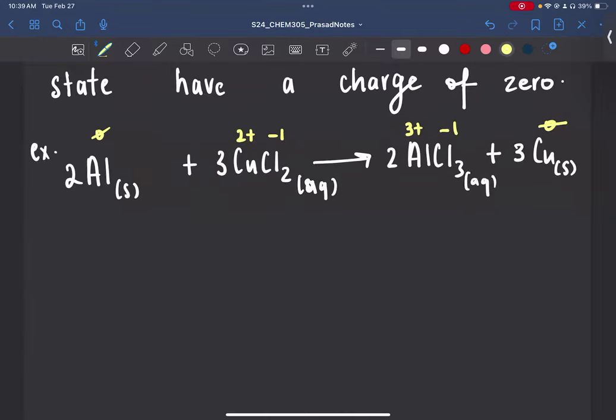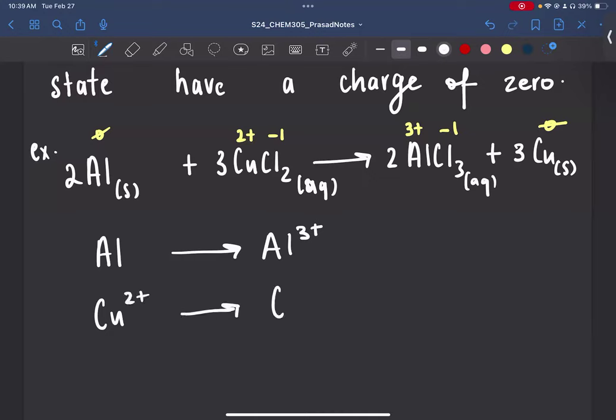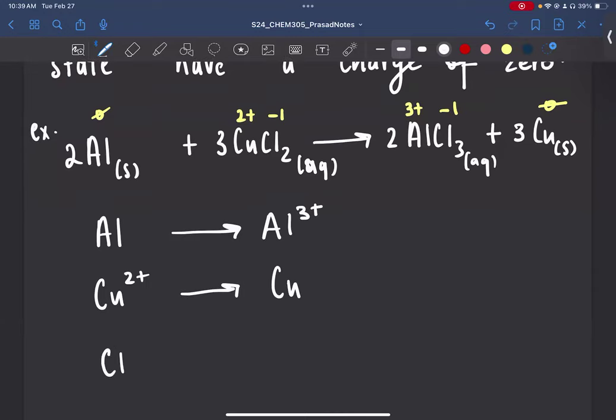Going through each atom one at a time, if we were to summarize it, we know that aluminum becomes Al3+. All I'm doing is summarizing the changes. Copper starts off 2+, and it ends up neutral, 0. And then finally, the chlorine starts -1, it ends up -1. I have simply rewritten the different elements to summarize their changes. It'll make it easier for us to see.